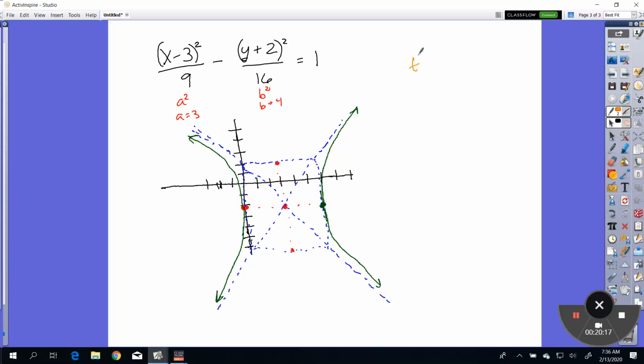Where's the focus? So for a hyperbola, this one is a squared plus b squared equals c squared. So a and b are 9 and 16. So that's 25 equals c squared. I made this one really nice. So c is right there.